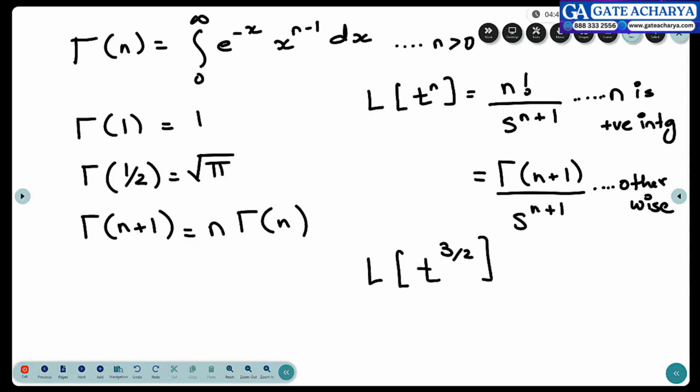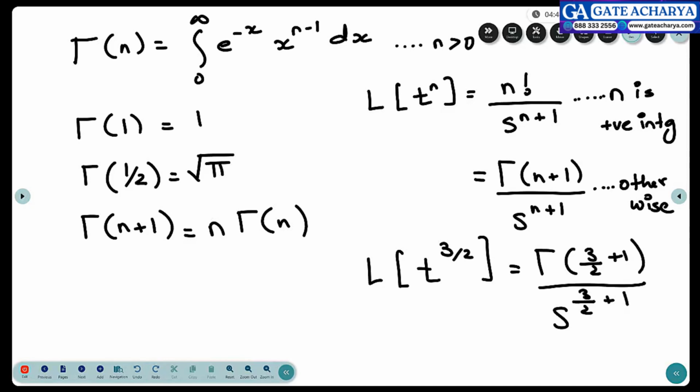Now this is the formula for Laplace transform when n is a positive integer. Now 3 by 2 is not an integer value, right? It's not an integer, but it's still a positive value. Again, n should be positive, then only it's defined. So I can actually apply the second case. So what I have to do is gamma function of 3 by 2 plus 1 divided by s raised to 3 by 2 plus 1.